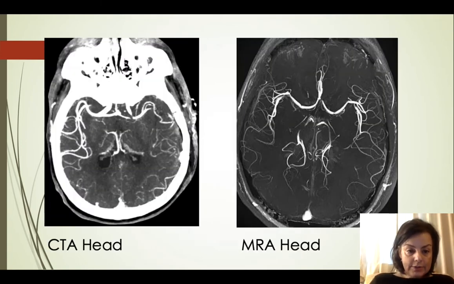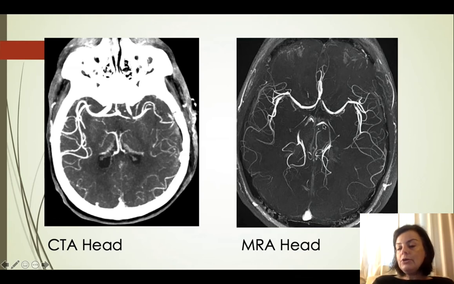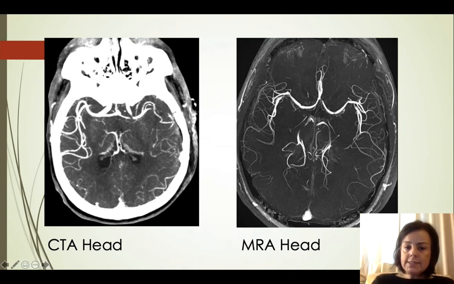Okay, so CTA head here, MRA head. I should have mentioned with an MRA head, you actually don't have to give contrast. So you can do that without gadolinium, and you can get beautiful images like this. If you're getting an MRA of the neck, you do need to give contrast if you want to have a good image because of the movement artifact from the chest. But you can see, beautiful images here.